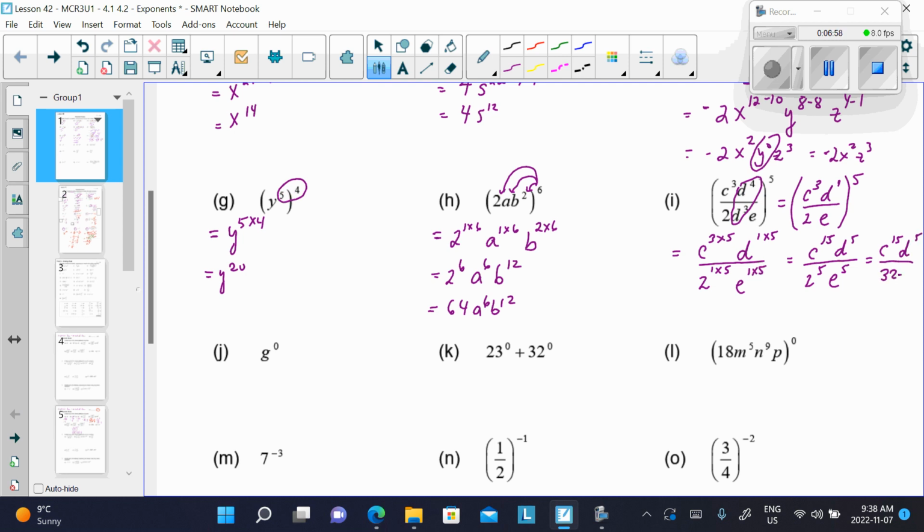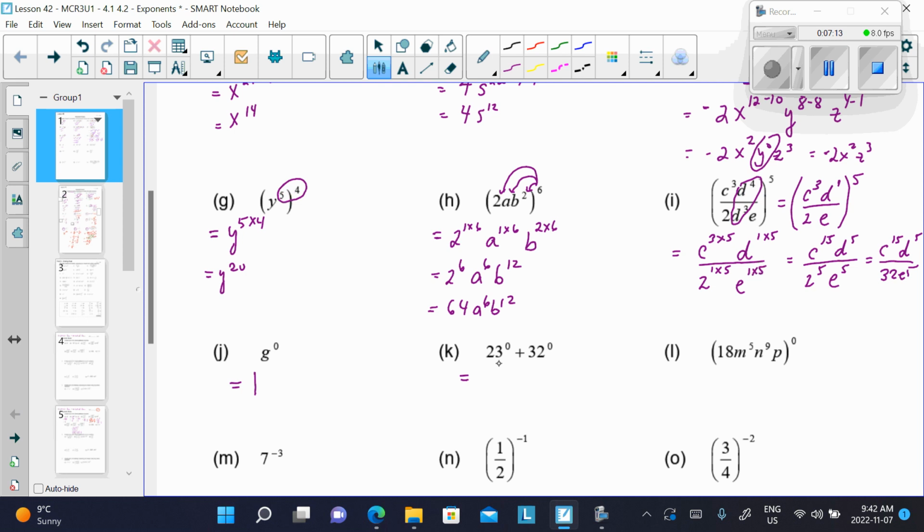Over 3 to the 5th. All right, question J. G to the exponent of 0 is equal to 1. Anytime you have an exponent of 0, it's equal to 1, the whole expression.